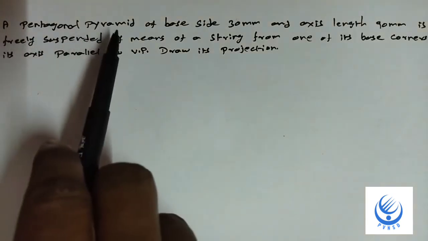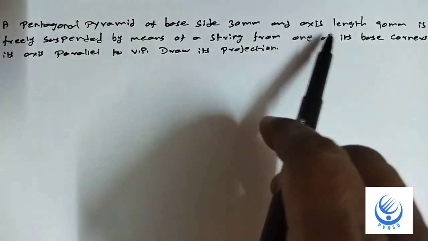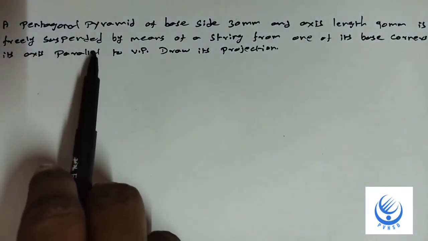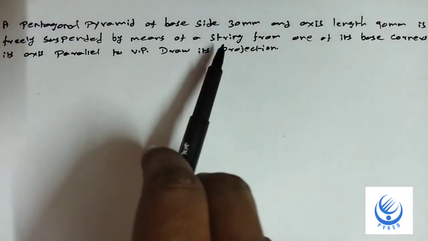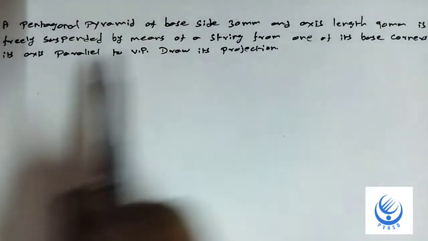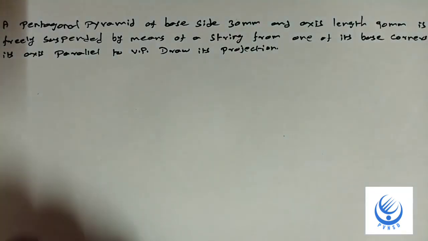A pentagonal pyramid of base side 30 mm and axis length 90 mm is freely suspended by means of a string from one of its base corners, with its axis parallel to VP. Draw its projection. Okay, this is the problem.